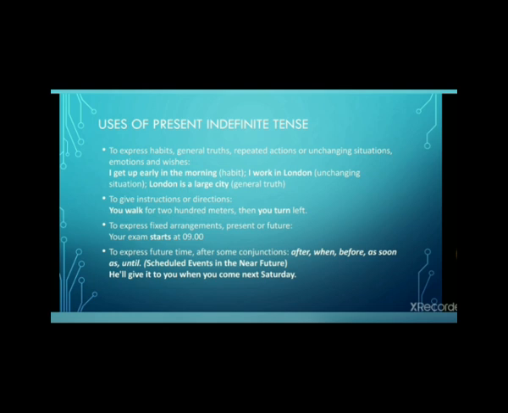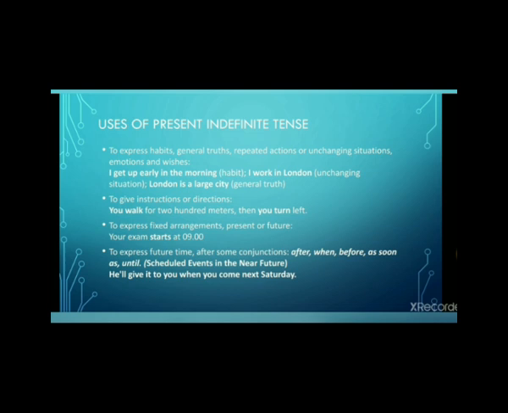First use of present indefinite tense is: it is used to express habits, general truths, repeated actions, or unchanging situations, emotions, and wishes. First example is: I get up early in the morning. It shows habit. I walk in London. It shows unchanging situation. London is a large city. It is showing the general truth.